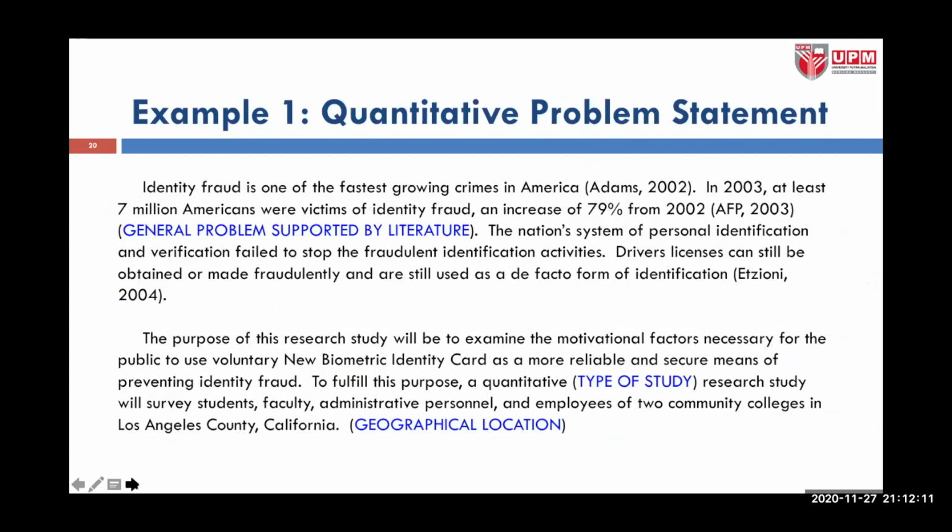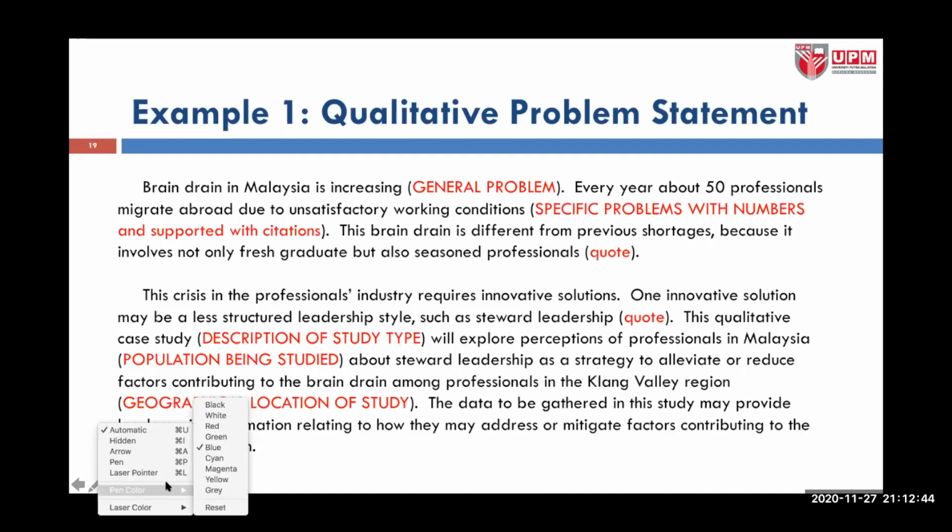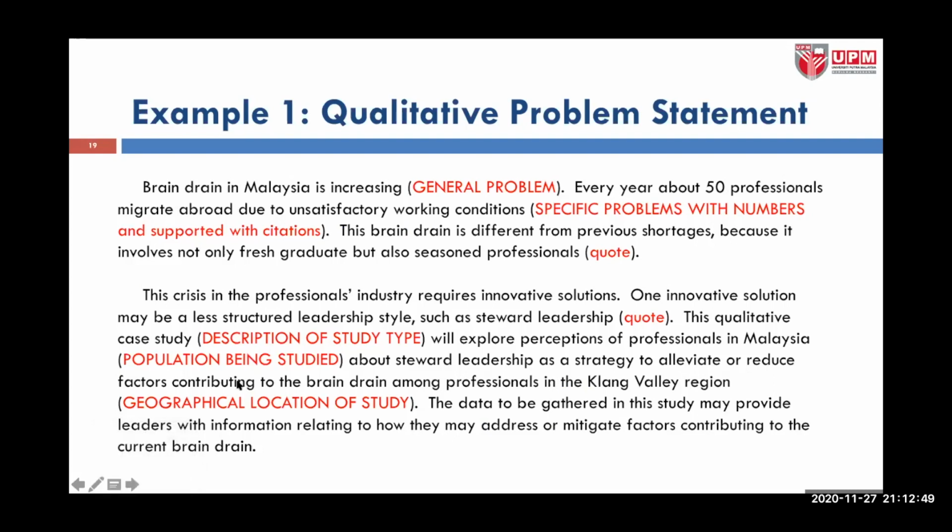Okay, let us look at the quantitative problem. Just now was the qualitative problem. Another example, identify. Yes, may I interrupt to ask a question? Yes, you may. The previous slide. Okay. This is the part where the population is being studied. Is it closely related to the research title about steward leadership as a strategy? Does our title have to be also described here?